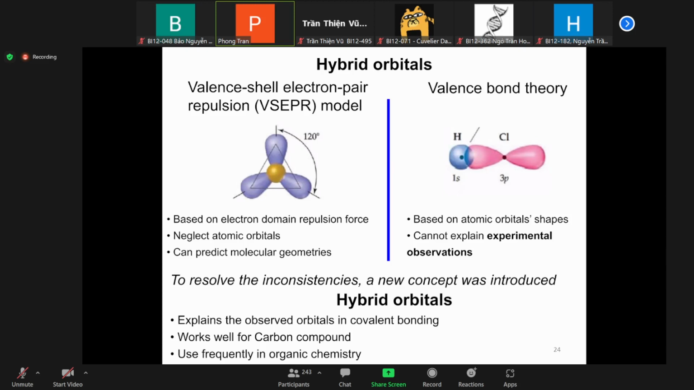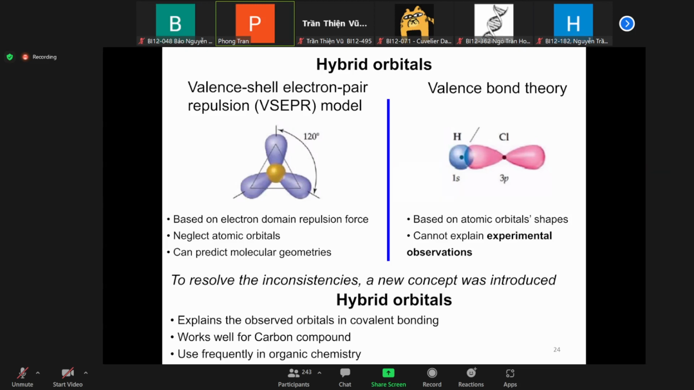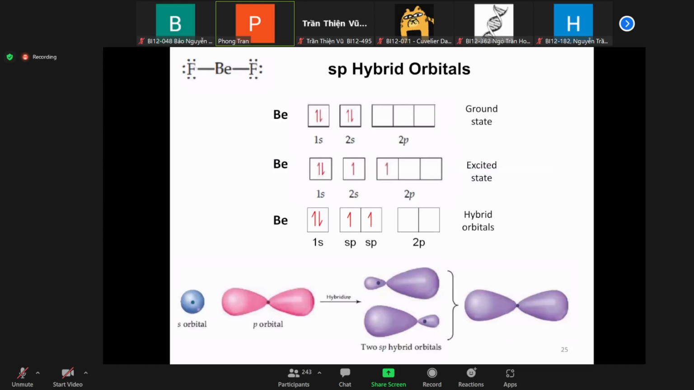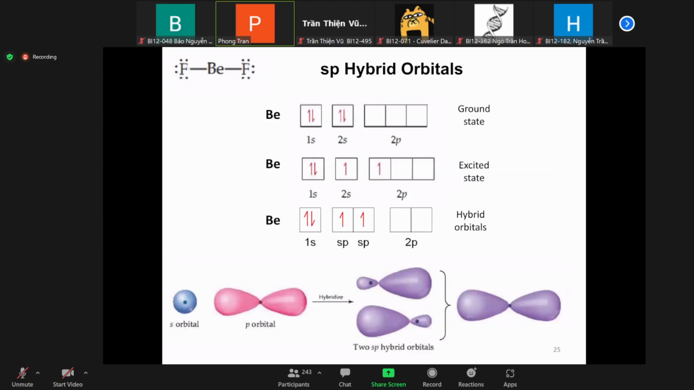So now we look a little bit at the hybrid orbital. Let's take the case of BeF2. So the beryllium's electron configuration is the following. So you have the ground state. When it has the excited state, one electron will move to the orbital p, and then you have a combination of the 1s and 1p. You create 2 orbitals sp.